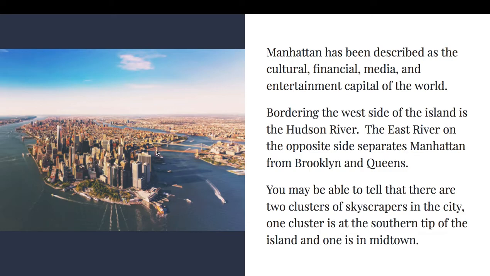And you can see how the Brooklyn Bridge is right here connecting to the borough of Brooklyn, and then Queens right over here. You may be able to tell that there are two clusters of skyscrapers in the city. One cluster is right here at the southern tip of the island, and then the other cluster is Midtown.